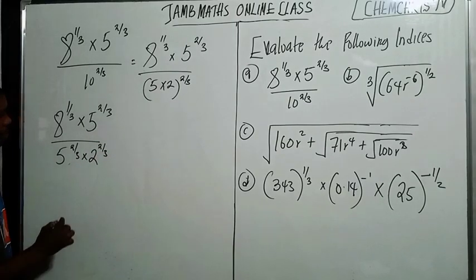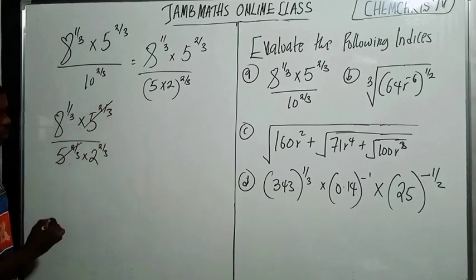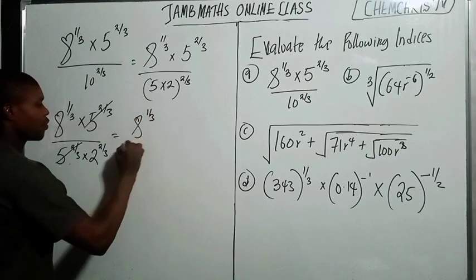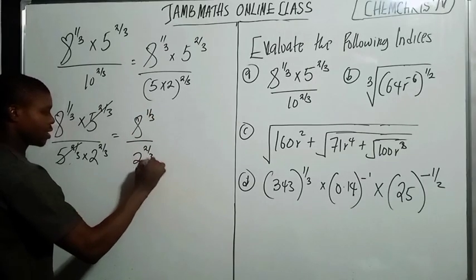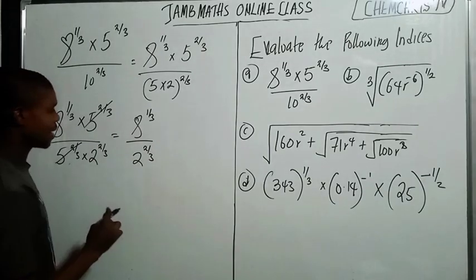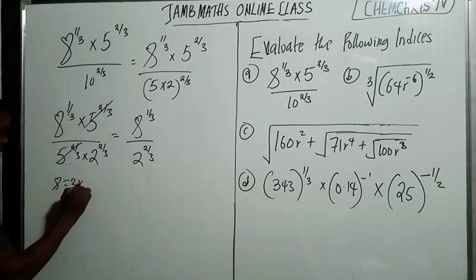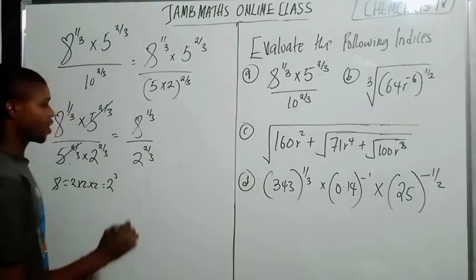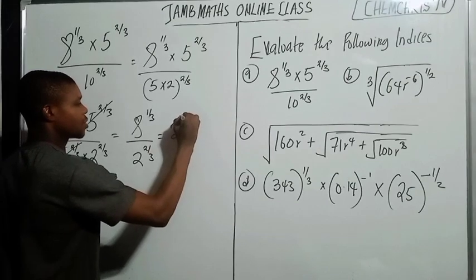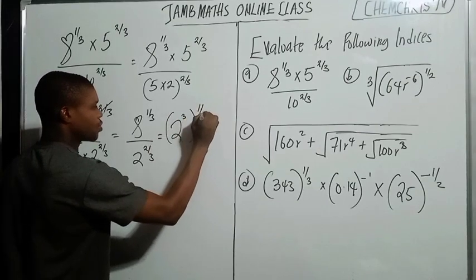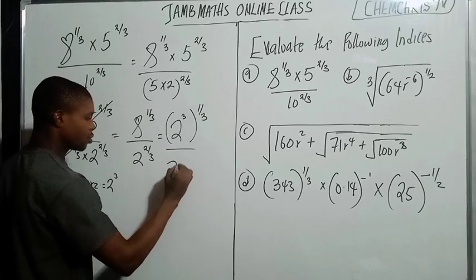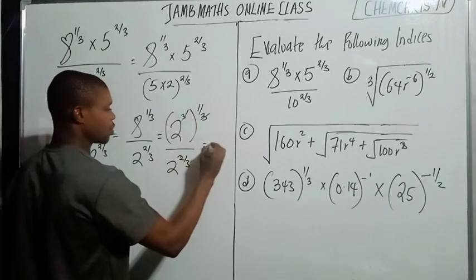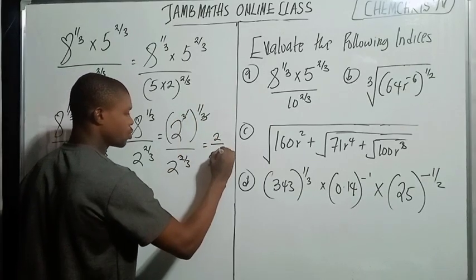If you check me very well, you can see that the 5 raised to 2 over 3 will cancel out. So we are now going to have 8 raised to 1 over 3 over 2 raised to 2 over 3. But understand that I can break 8 down. 8 is the same as 2 times 2 times 2, which is also 2 cubed. So it's going to be 2 cubed raised to 1 over 3, over 2 raised to 2 over 3. The 3 and the 3 will go out, so I'm left with 2 over 2 raised to 2 over 3.